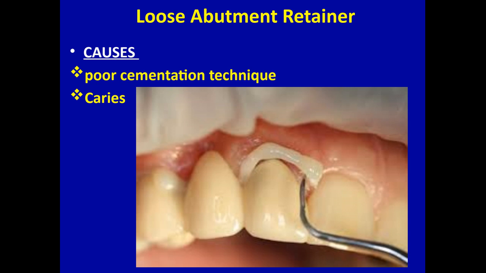Another cause is a poor cementation technique. If there is a failure during cementation, contamination during cementation, or wrong powder to liquid ratio, this will result in cementation failure, dissolution of the cement around the margin of the retainer or crown, and finally debonding and loosening of the abutment retainer. Or if there is caries and microleakage, this will result in a loose abutment retainer.